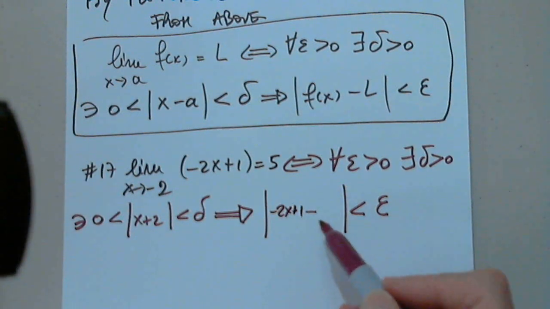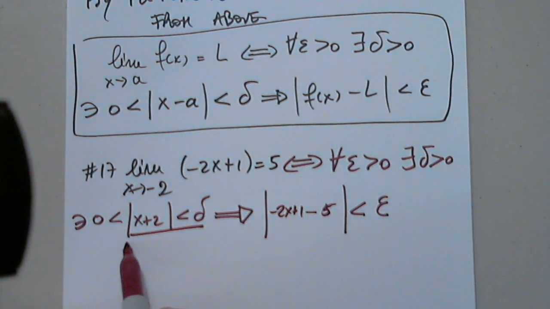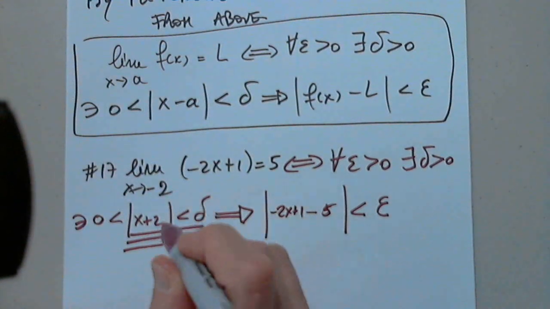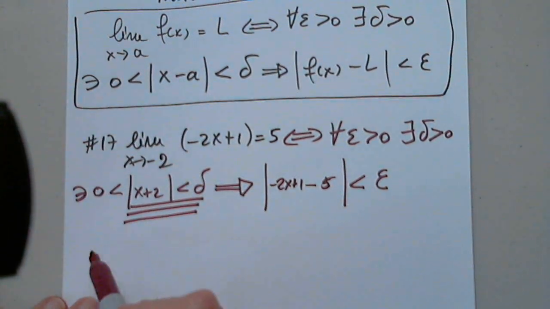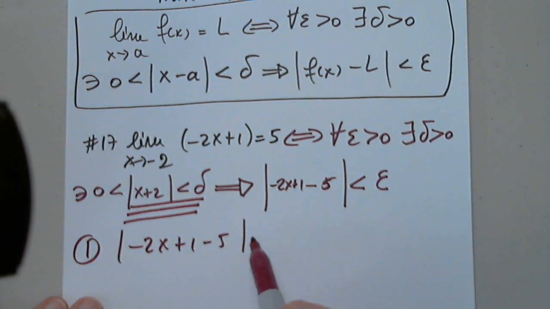-2x plus 1 minus 5. That's it. Remember, we start here and we want to obtain this. This is what I want. So number 1, the absolute value of -2x plus 1 minus 5 less than epsilon. What do I do inside?